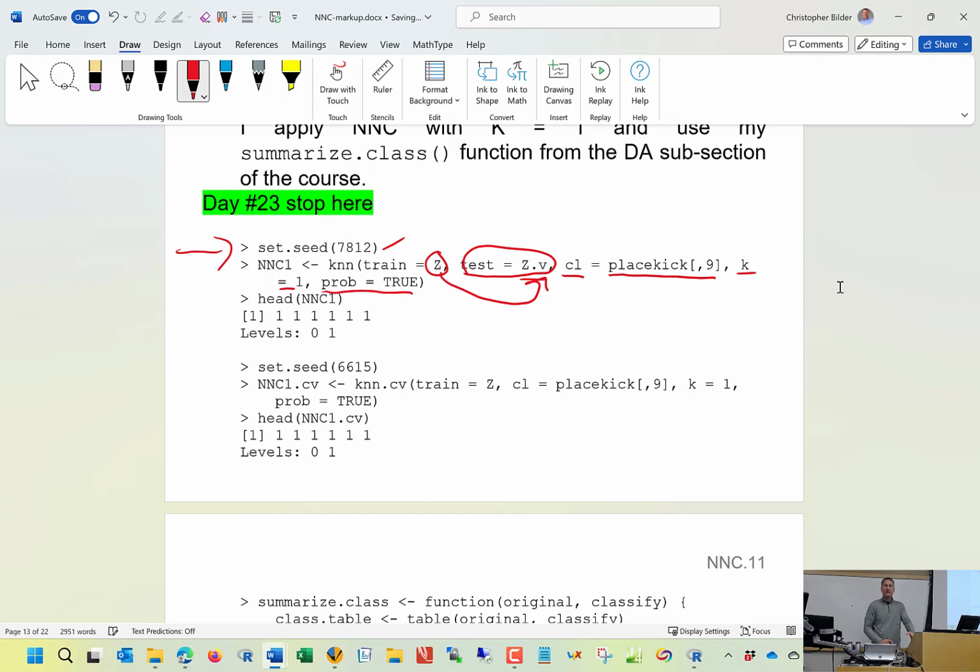Prob equal true gives me essentially the proportion for the observation corresponding to where it's classified into. In this case, since I have K equal 1, these proportions are all going to be equal to 1, because it's always going to be 1 out of 1. Okay. Now, I put the results into NNC1 for the lack of a better name. Here are the first 6 predictions. So observation 1 is predicted to go into group 1, which means it's predicted to be a success.